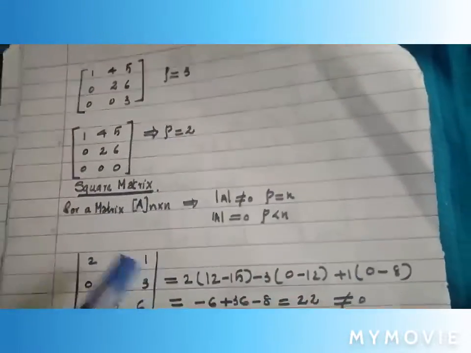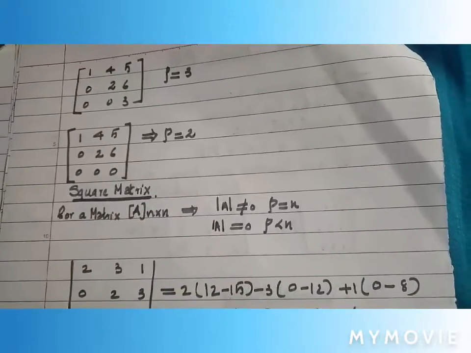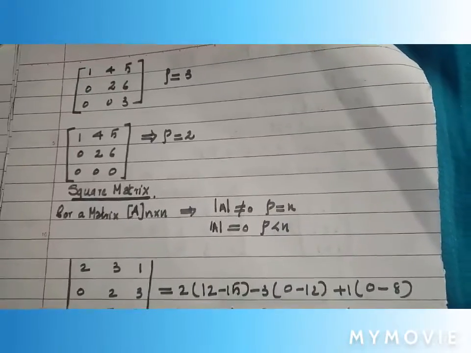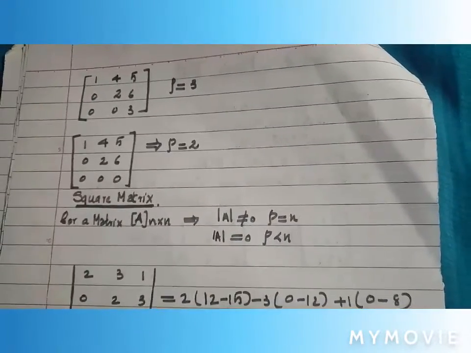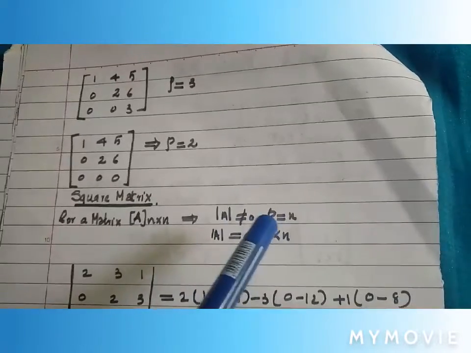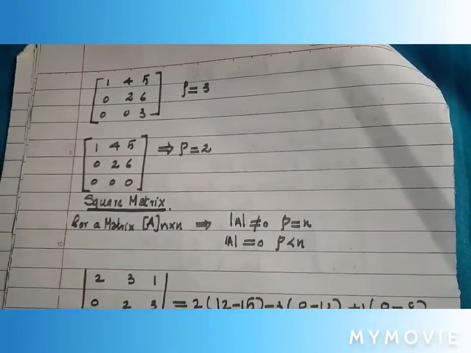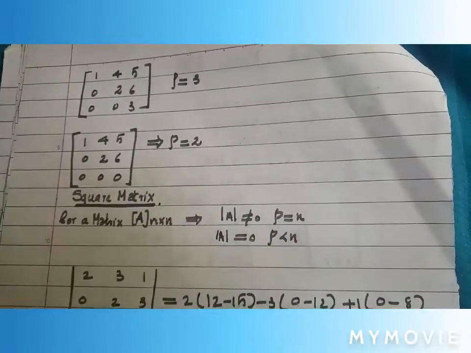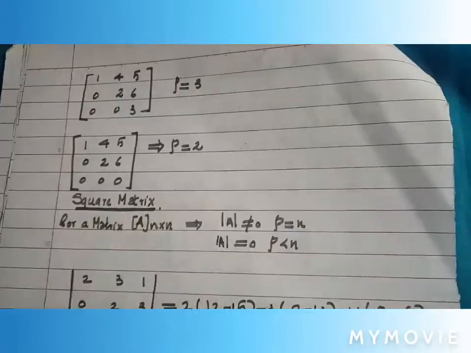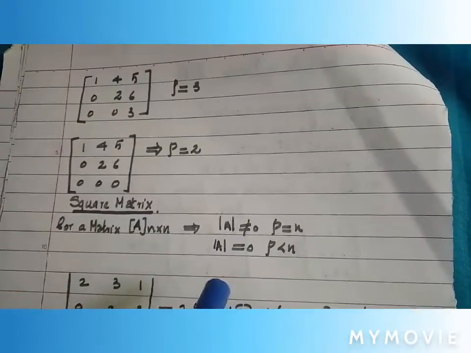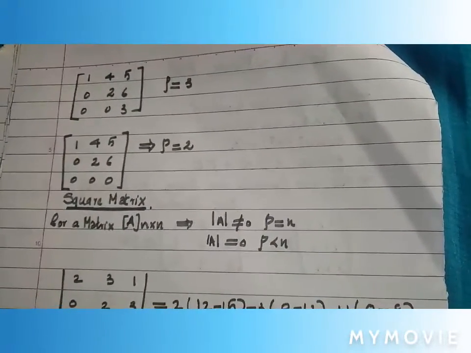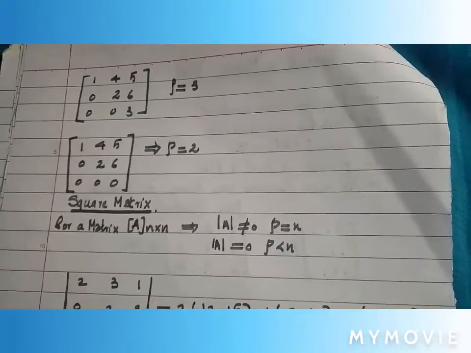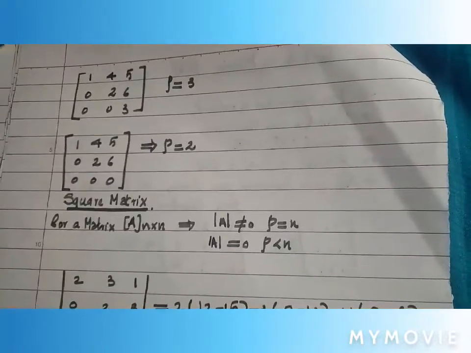For a square matrix, we know that a square matrix has order n by n, meaning 3 by 3, 2 by 2, 1 by 1, like that. For a square matrix, if the determinant is not equal to 0, then rho is equal to n. Like that, in a 3 by 3 matrix, if the determinant is not equal to 0, the rank is equal to 3. If it is 0, the rank is less than n. That means if the determinant of a 3 by 3 matrix is equal to 0, then the rank will never be 3. It is less than 3.